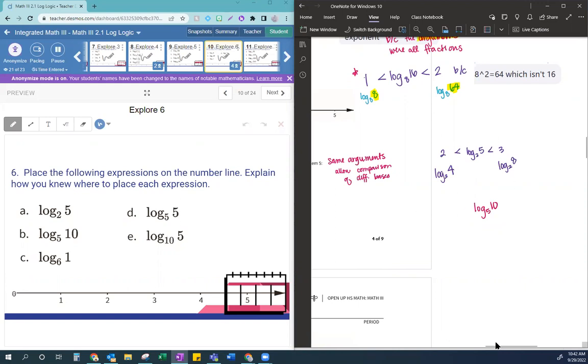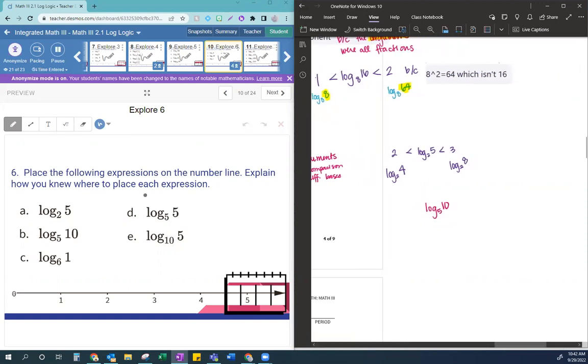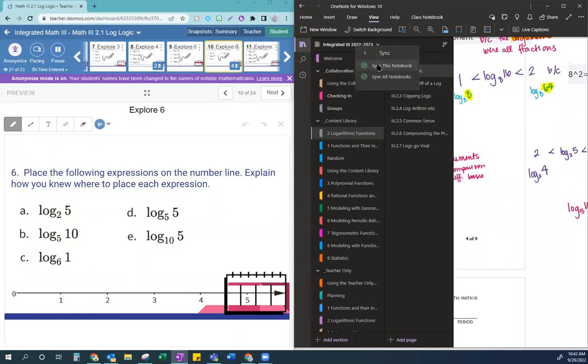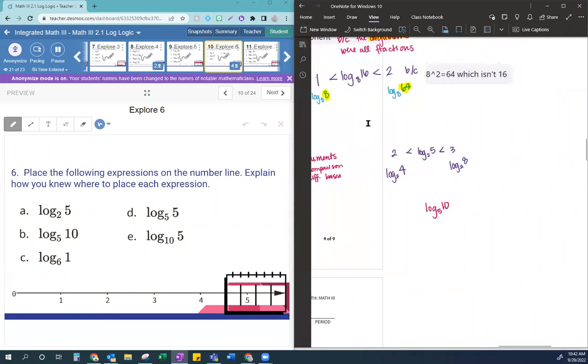Give it a second. It'll show up. Okay. So I'm thinking of powers of 5. It's going to show up, I promise. So when I think of these powers, then I compare where 10 is. So hold on a second.